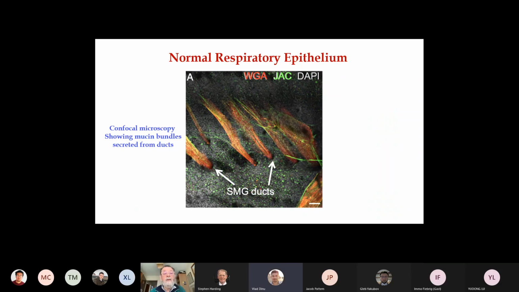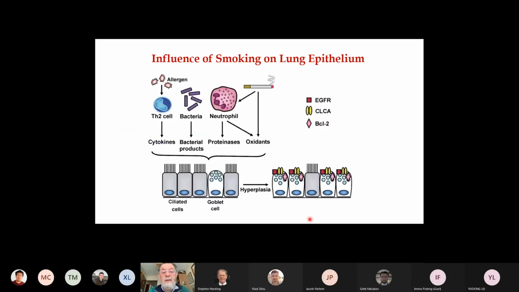Yeah, and here is a confocal microscopy picture, very nicely showing the mucin bundles that are being secreted from the ducts, and this shows very clearly how the bundles are actually formed. Okay, so next slide, please.